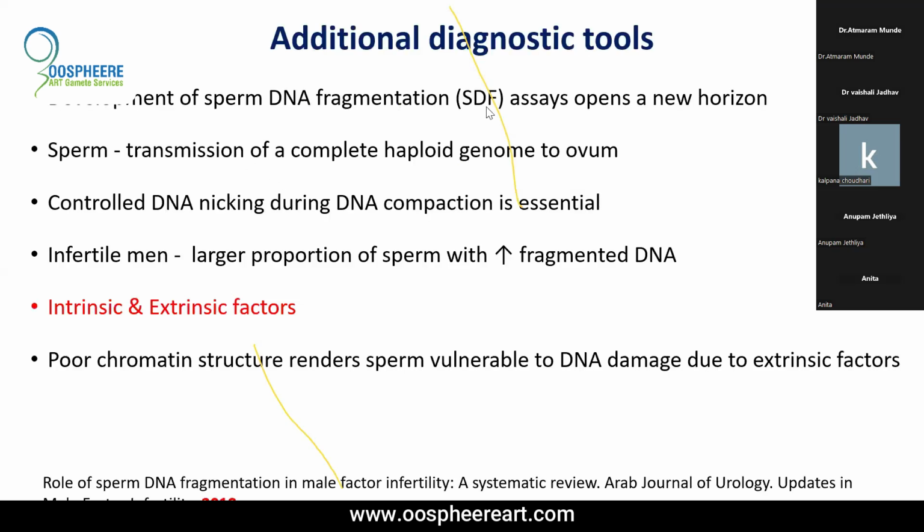So an additional diagnostic tool can be the DNA fragmentation index, and you can also have a genetic analysis of the complete haploid genome, which is packed as DNA material, and in infertile men, a lot of this DNA inside the head gets fragmented because of intrinsic and extrinsic factors. And this poor chromatin structure in the sperm is vulnerable to DNA damage.